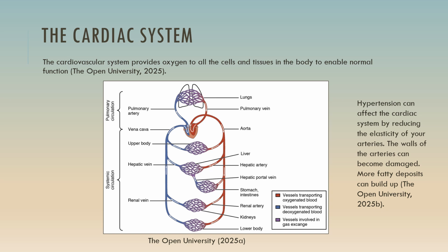The cardiac system. The cardiovascular system provides oxygen to all the cells and tissues in the body to enable normal function. Hypertension can affect the cardiac system by reducing the elasticity of your arteries. The walls of the arteries can become damaged. More fatty deposits can build up. Here is an image of your cardiac system. There are three main components, and these are capillaries, veins, and arteries.